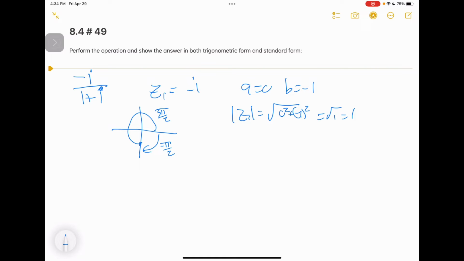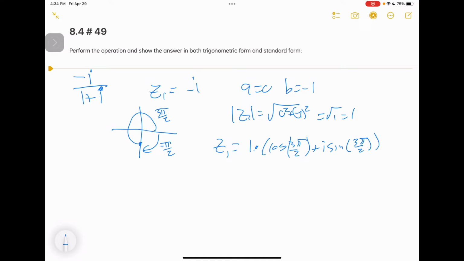Just understand, and I know some people have a hard time thinking that one point has an infinite number of ways to get there. I've been doing 3 pi over 2, but it's equivalent to negative pi over 2. So Z1 is going to be 1 times cosine of 3 pi over 2 plus i sine of 3 pi over 2.